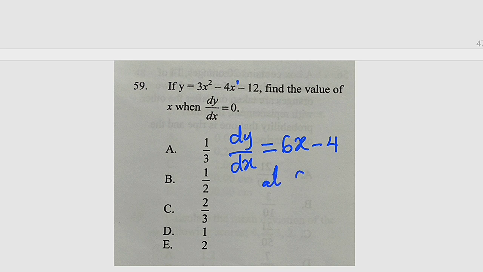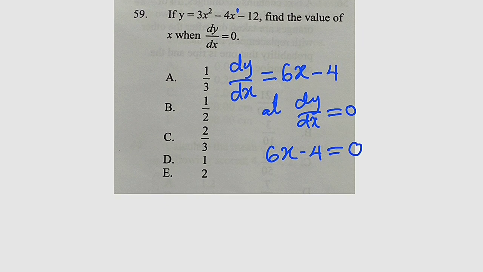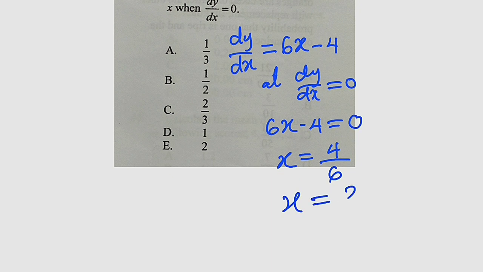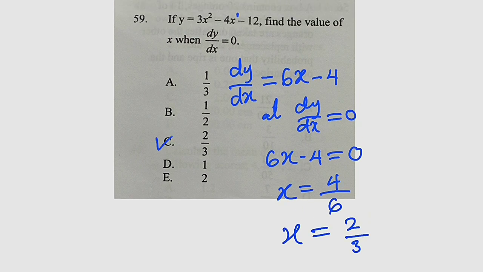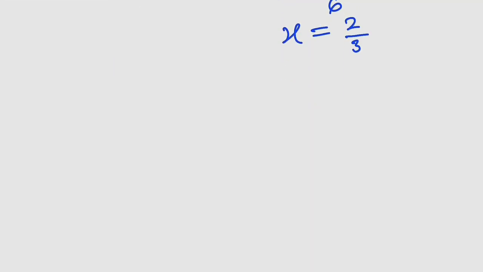So at a point where the derivative is equal to 0, we want to find the value of x. So we take 6x minus 4 and set it equal to 0. Take 4 to the other side and divide both sides by 6. x will be equal to 4 divided by 6. And this to the lowest term, 2 into 4 is 2, 2 into 6 is 3. That is 2 divided by 3, which is option C. Now let us move on to question number 60.